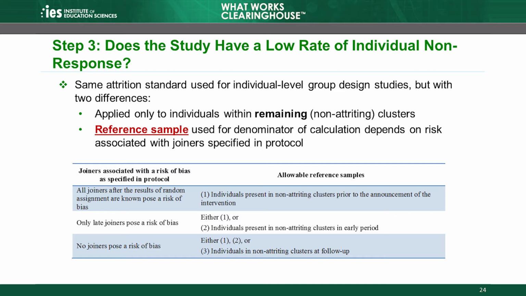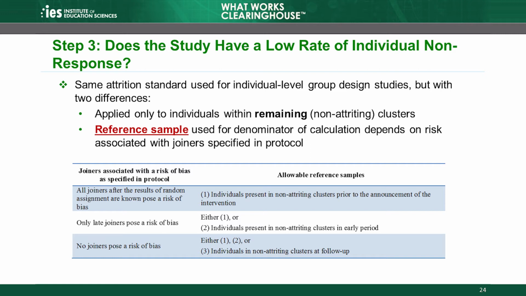When all joiners pose a risk of bias, the only acceptable reference sample is the individuals who are in the clusters at the time of random assignment. When late joiners pose a risk of bias, but early joiners do not, the WWC can also assess individual-level non-response using another reference sample, the individuals on rosters collected during the early period. For example, if classrooms were randomly assigned over the summer, rosters might not have been collected until the fall. When early joiners are not a risk, the WWC can assess individual-level non-response using individuals on these rosters to form the reference sample.